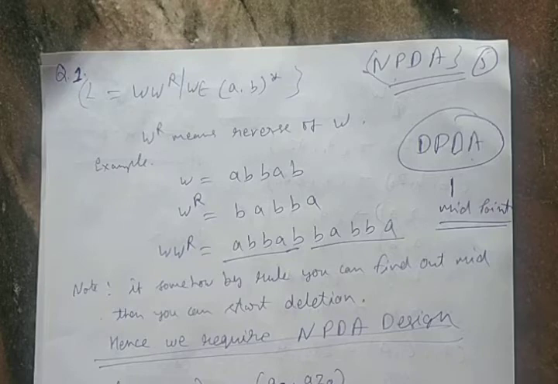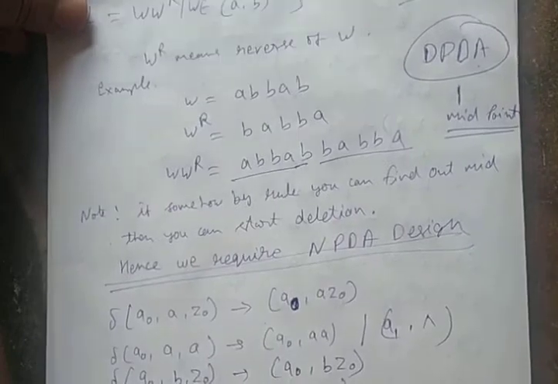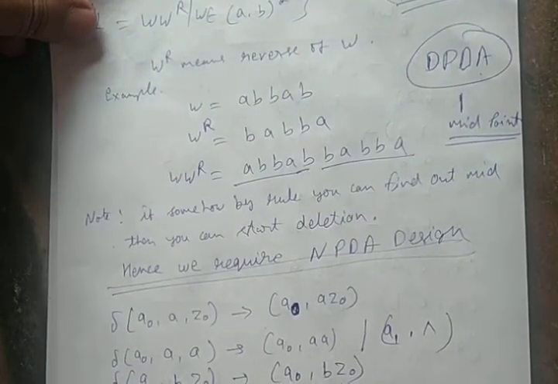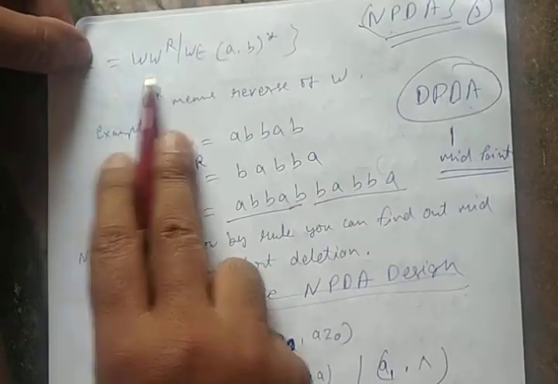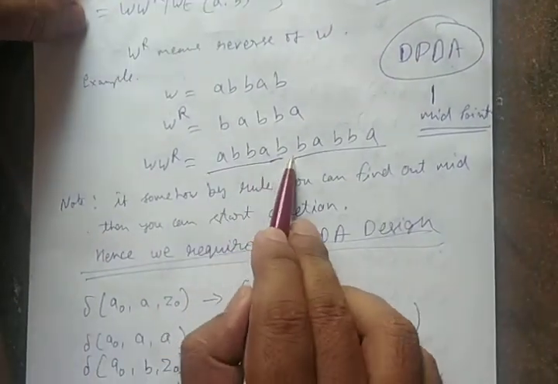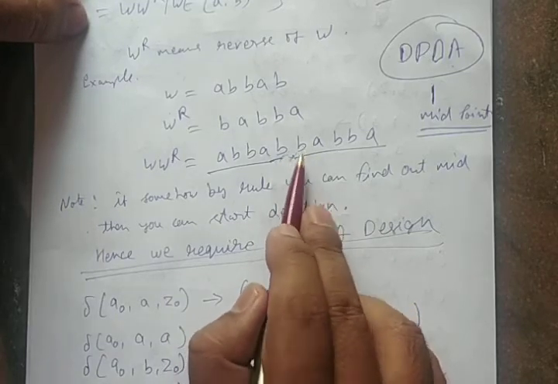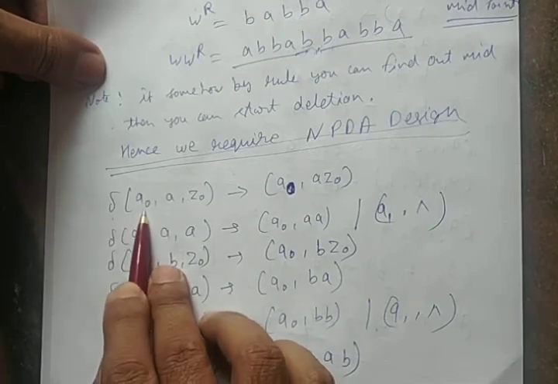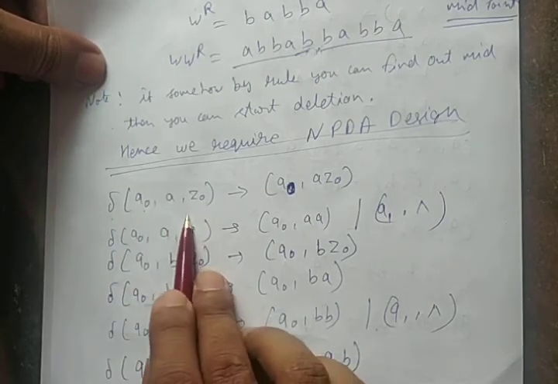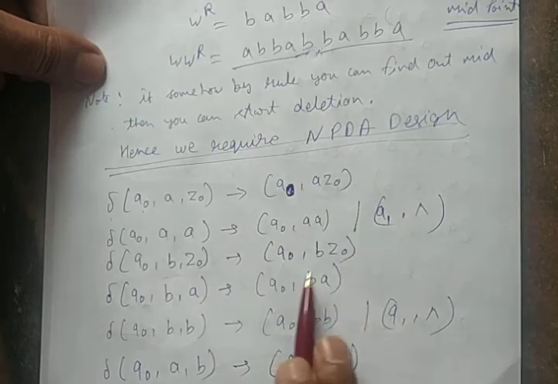So let's check how to write rules for non-deterministic push-down automata. The rules will be written just like deterministic push-down automata, but we need to take care of a few things. For example, in this WWR, we need to somehow identify where my midpoint will be. Once I have identified the midpoint, everything will go smooth. So let's try to write this. The first rule is Q0, AZ0. Definitely, it can get started with A or it can get started with B. So for both, I have written AZ0, BZ0.